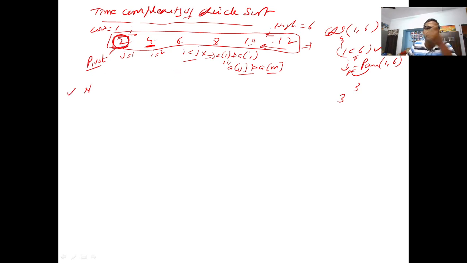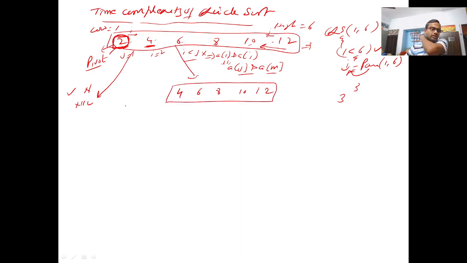Now the problem is divided into two parts. One is your left list, which is the left part of 2, which is the nil list, and one is your right list. The right list will contain 4, 6, 8, 10 and 12. There is no benefit of calling recursively for a list which contains zero elements. So we are going to make a recursive call to your quick sort with this list.